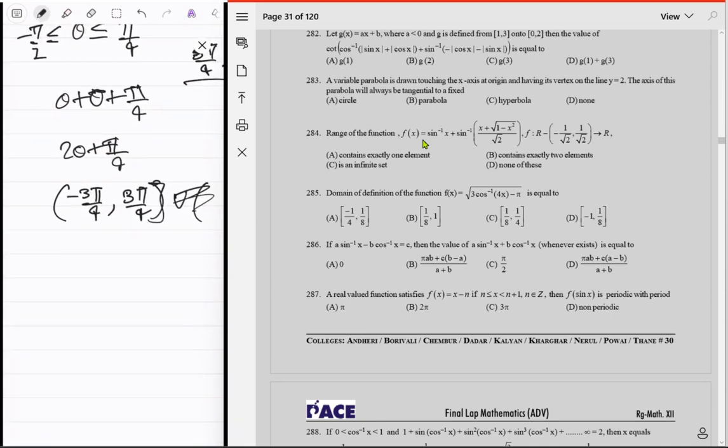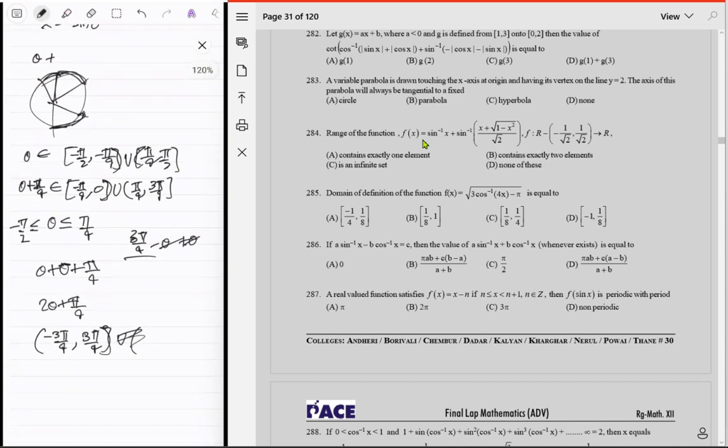I guess, yeah. Continuous, no. Infinite set, what? No. It's a whole interval. What are you talking about? Something went wrong. Okay, 3 pi by 4, just like in that.